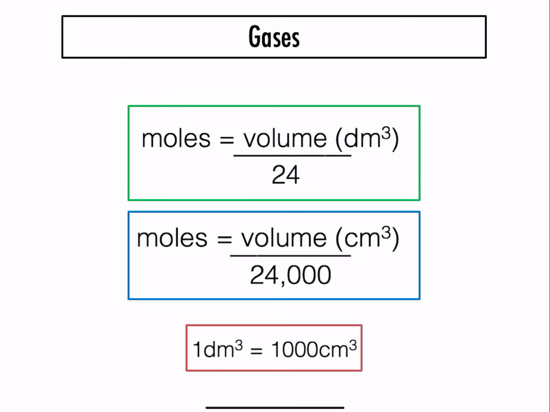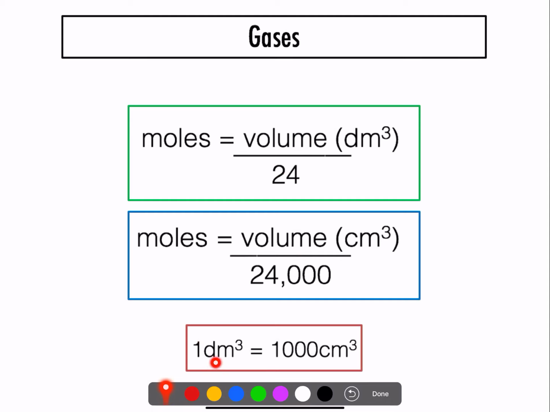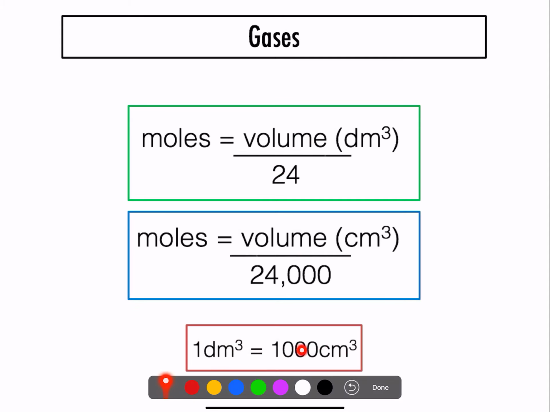Now, continuing. With gases, there are two formulas. One, number of moles is equal to volume over 24, or number of moles is volume over 24,000. The only difference between these two is what units the volume is given to you in. If the volume is in centimeters cubed, you use this formula. If it's given to you in decimeters cubed, you use the top formula. Again, you can always convert between them. For example, you know that 1 decimeter cubed is equal to 1,000 centimeters cubed. So if you have decimeters cubed, times it by 1,000, that will give you centimeters cubed.